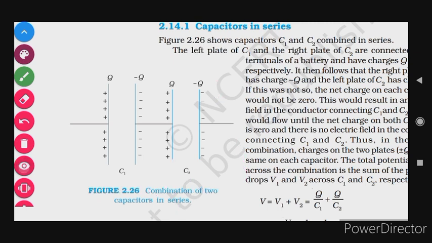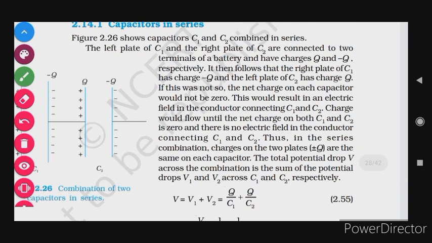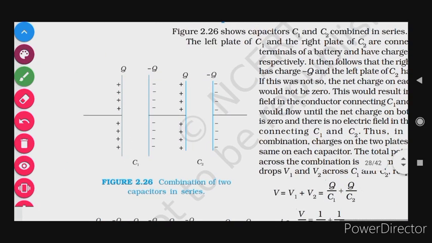Now it follows that the right plate of C1 has minus Q and the left plate of C2 has charge plus Q. Obviously, by induction, when I connect it to the battery and this plate has charge plus Q, then this will have minus Q charge because of induction. And similarly, here it has a minus Q charge and it will have plus Q charge.